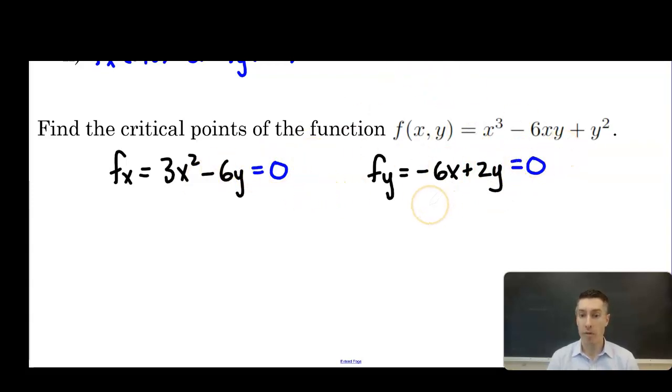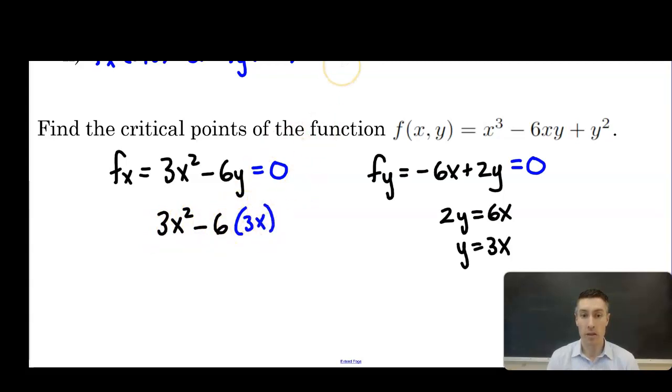Looking at both of these, substitution will help us here. I'll start with the partial with respect to y. So we could say 2y equals 6x and y equals 3x. So in order for this partial to be equal to 0, y has to be equal to 3x. So we'll substitute that into our partial with respect to x.